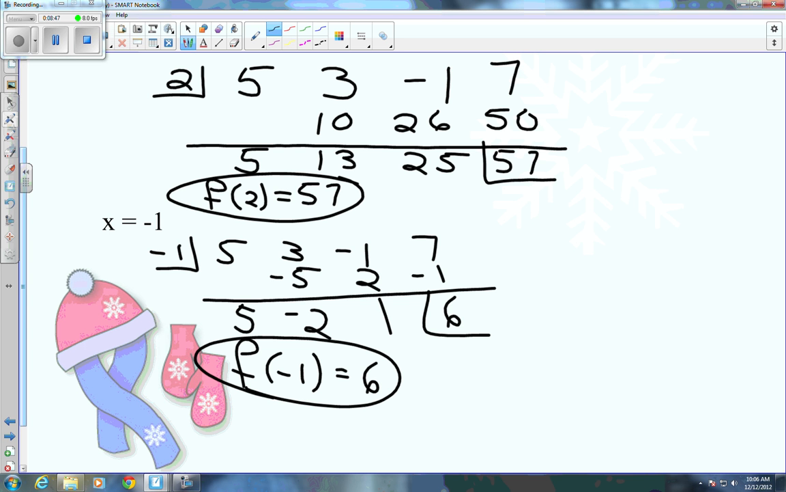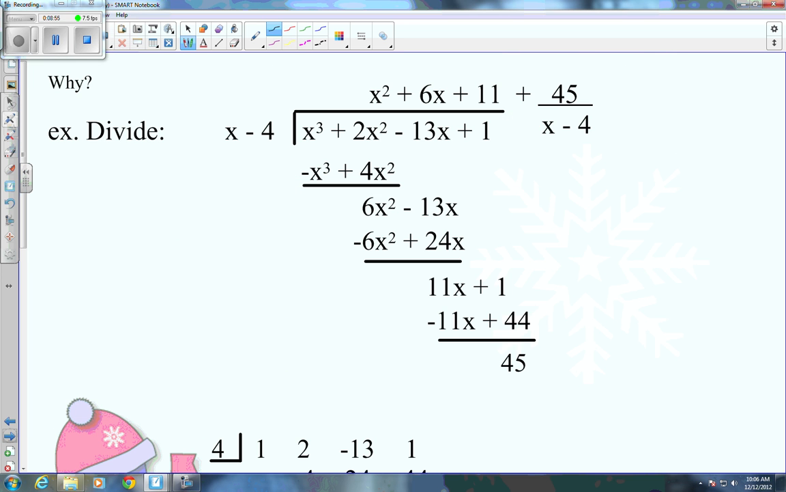Now, the one more thing I want to do is show you why it works. Now, I'm not going to scare you to death, so you do not have to write this all out. I have a long division problem set up. I have x to the third plus 2x squared minus 13x plus 1, and I divide it by x minus 4. And I get x squared plus 6x plus 11 plus 45 over x minus 4.